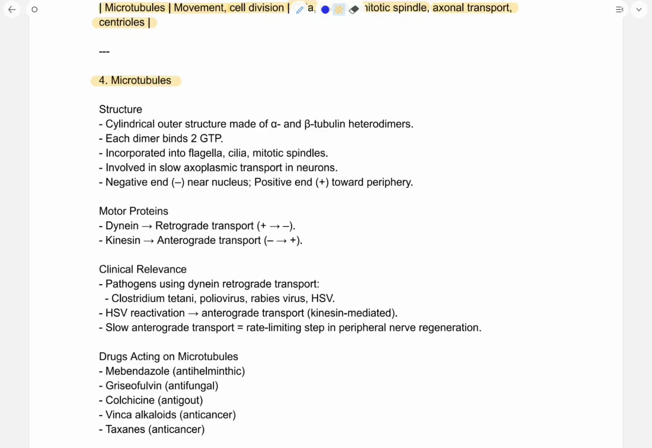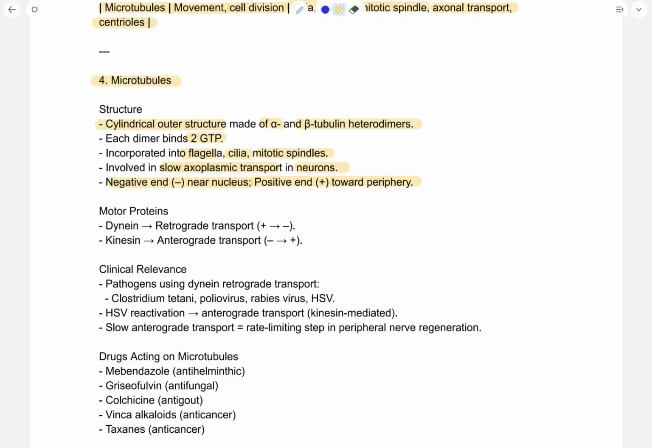Microtubule structure is basically a cylindrical outer structure. It is made up of alpha and beta tubulin heterodimers, and each dimer binds to GTP. It is incorporated into flagella, cilia, and mitotic spindles, and is involved in slow axoplasmic transport in neurons. The negative end is near the nucleus, and the positive end is toward the periphery.